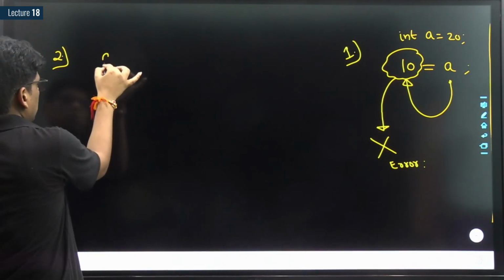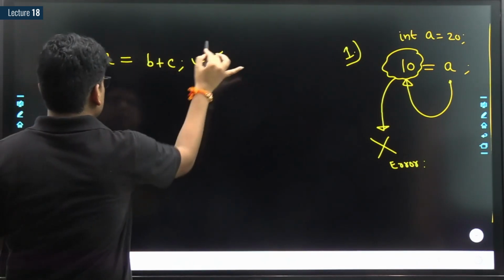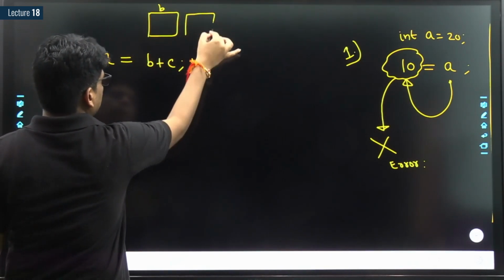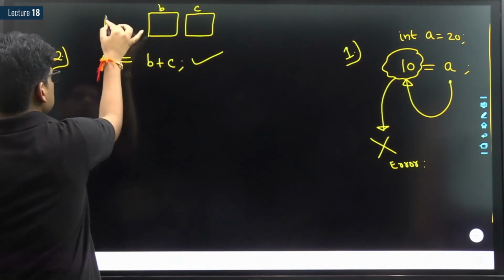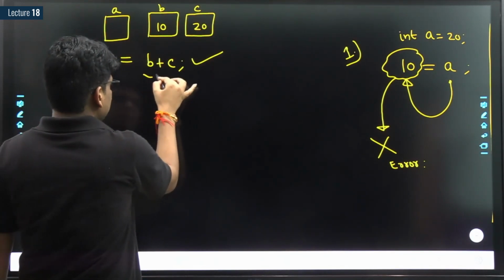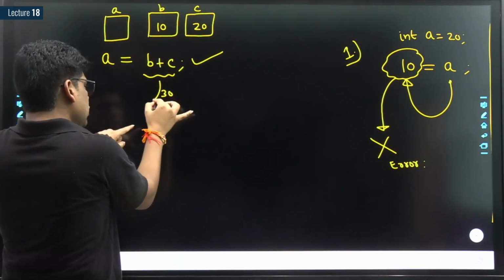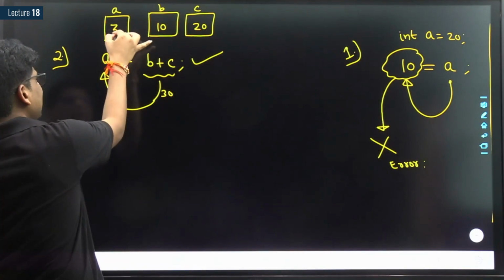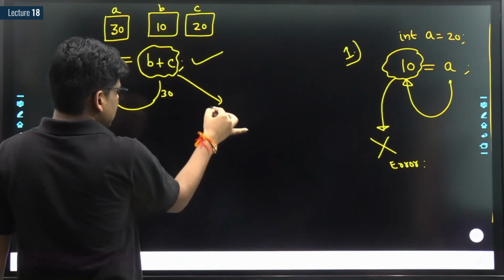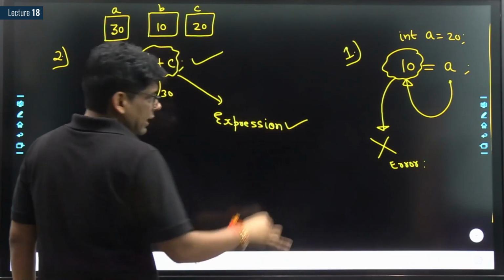Case 2. Okay, you are saying something like this: A is equal to B plus C. Is it okay? Yes, sir, it is okay, provided B and C are variables. Let us suppose we have the values 10 and 20. Firstly, this will be evaluated: 10 plus 20 is 30. And this 30 value will update the content of A as 30. Done. That means this is possible? Yes, sir. So, can RHS be an expression? Yes, sir. RHS can be an expression.